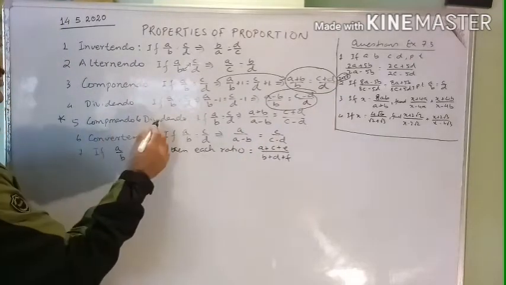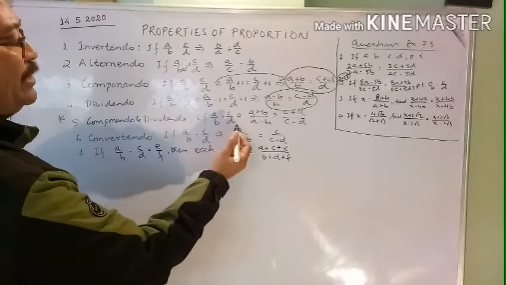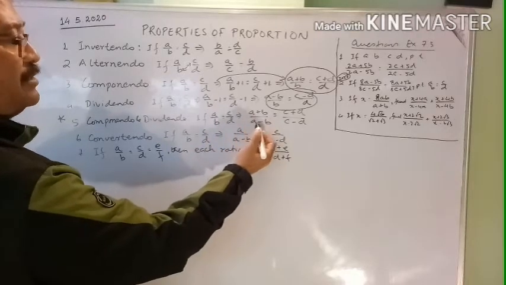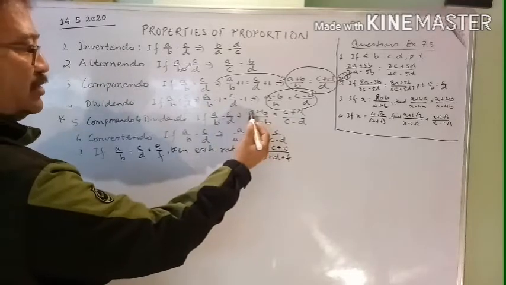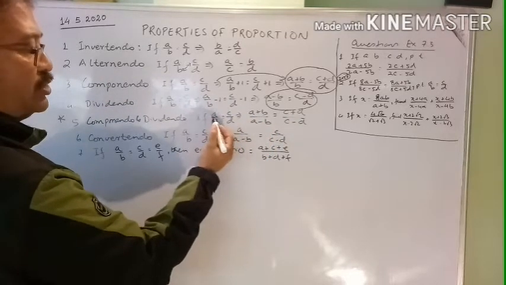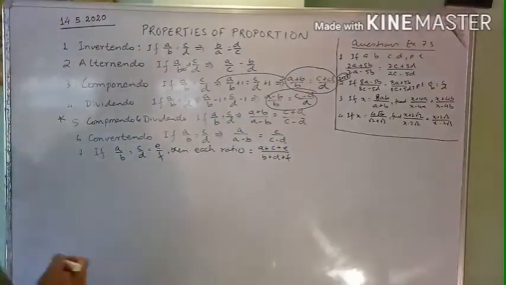So using this property, whenever A by B equal to C by D, we can write A plus B by A minus B is equal to C plus D by C minus D. Simply, we can add in the numerator these two and subtract in the denominator. Sign will be opposite here. That is componendo dividendo.